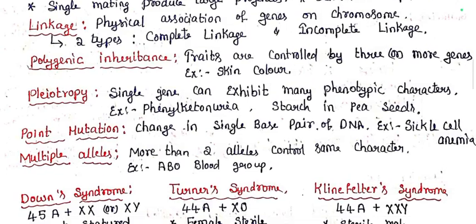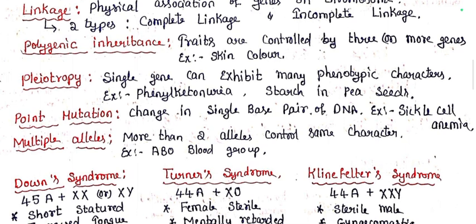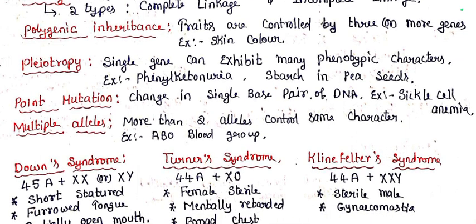Linkage concept was also developed by T.H. Morgan, where it is a physical association of genes on the chromosome. There are two types of linkage, complete and incomplete. And polygenic inheritance means traits controlled by three or more genes. Best example is skin color. And phenylketonuria also is a good example.